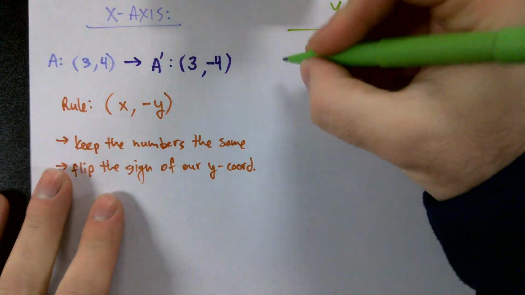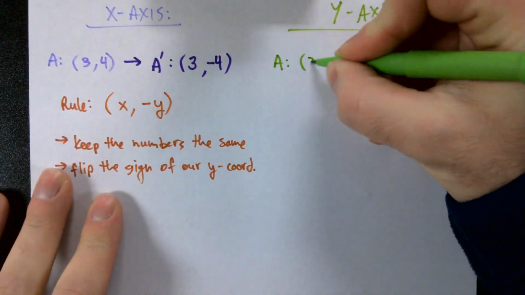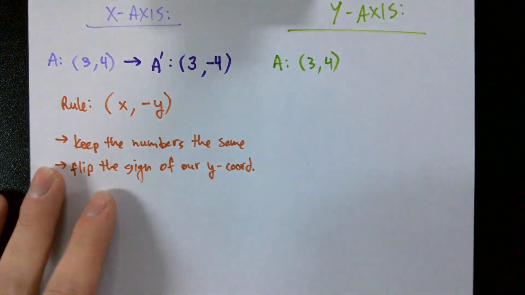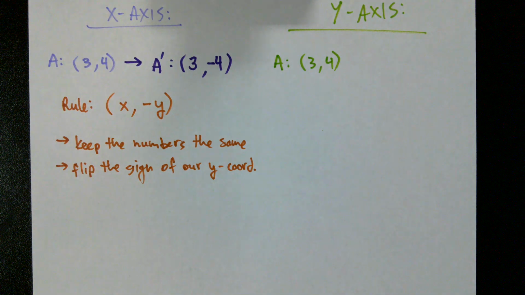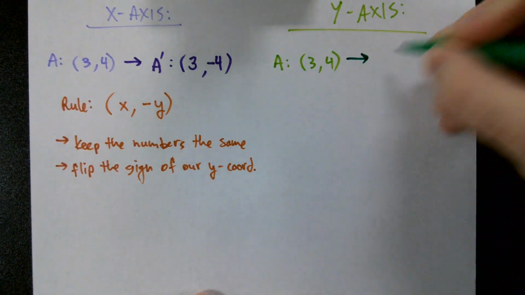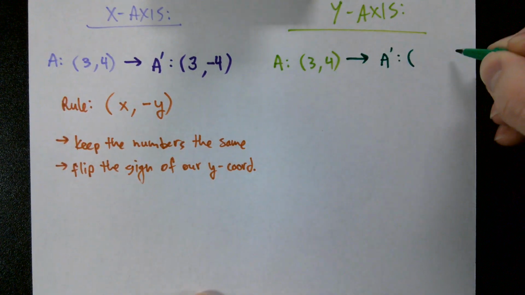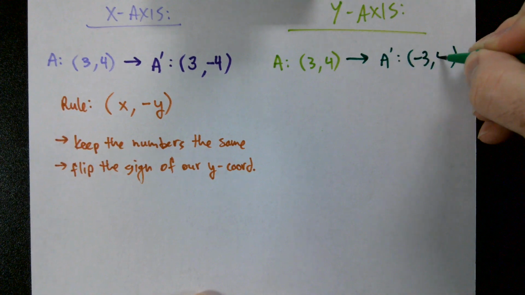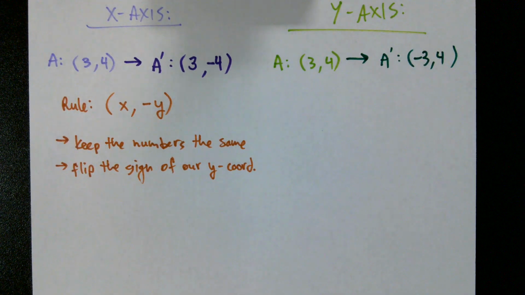Now, if we reflected point A, (3, 4), across the y-axis, A prime would be at (-3, 4).